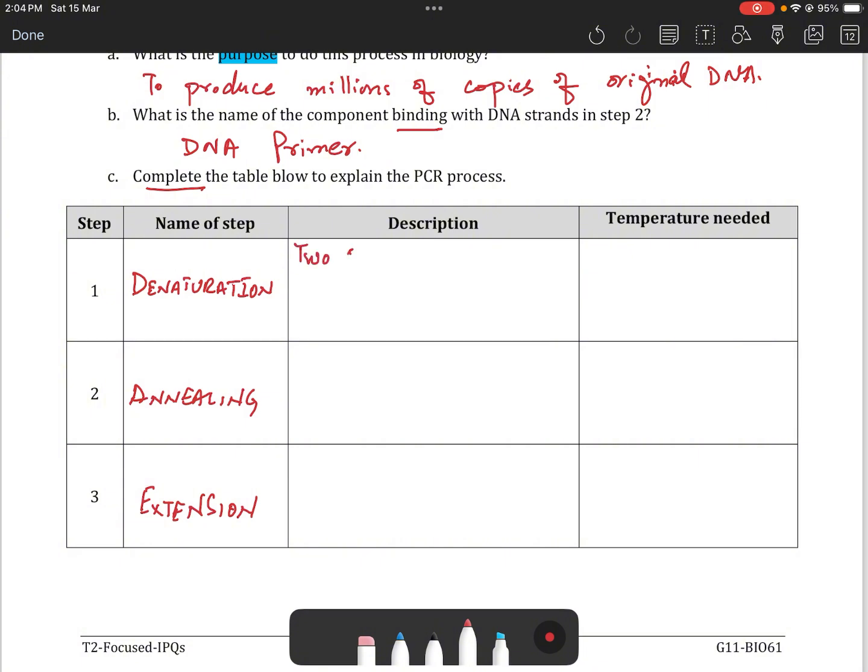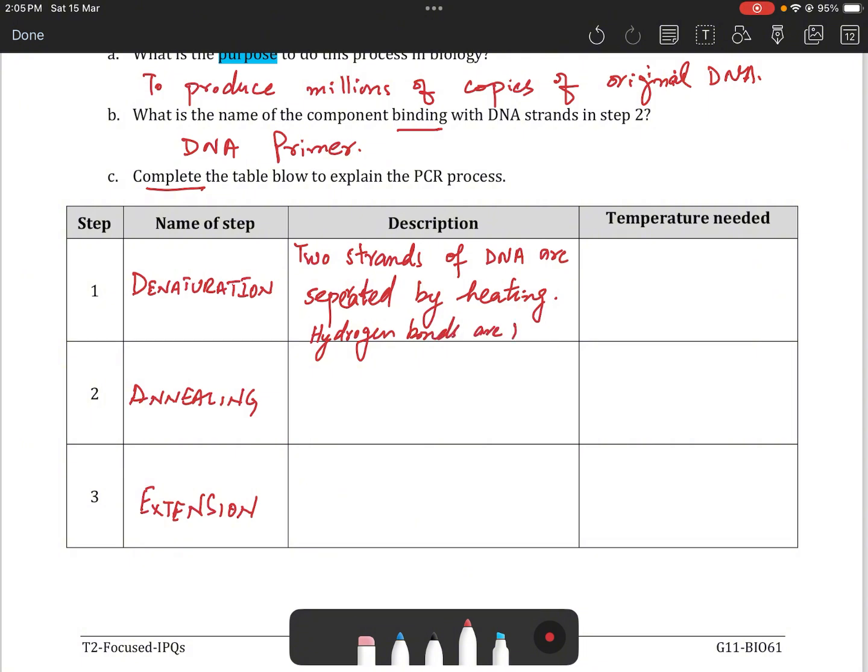So two strands of DNA are separated by heating. Also, you can say the hydrogen bonds are broken. Hydrogen bonds are broken. And this process takes place at any temperature between 90 to 96 degrees Celsius.